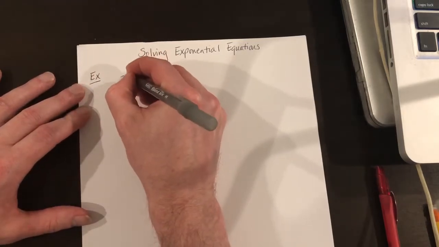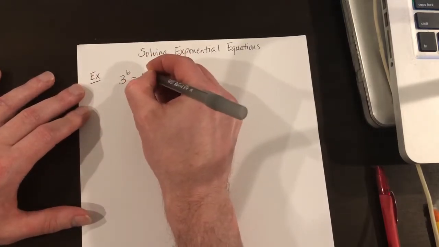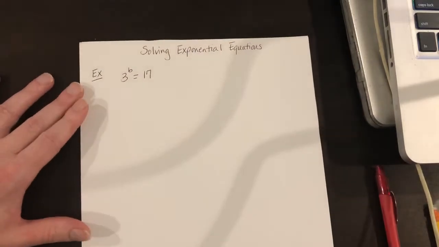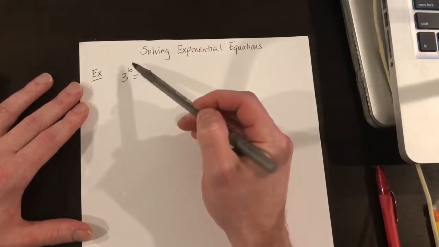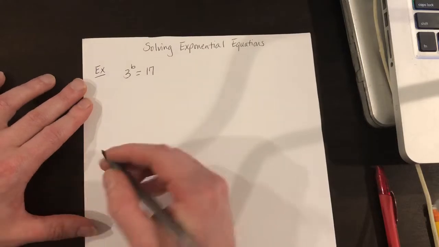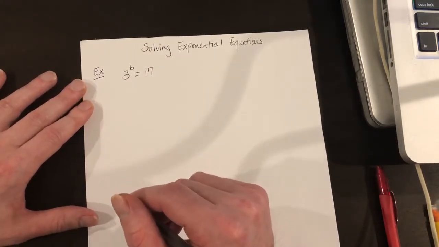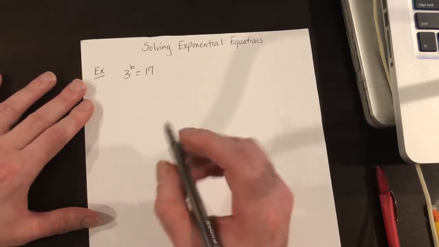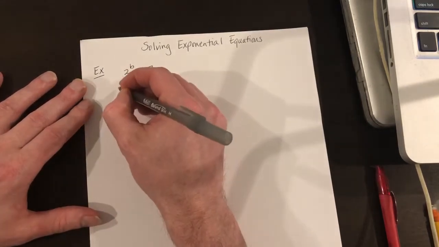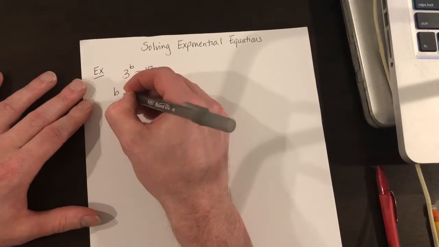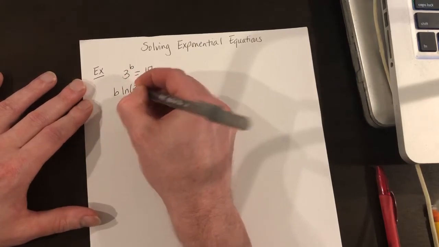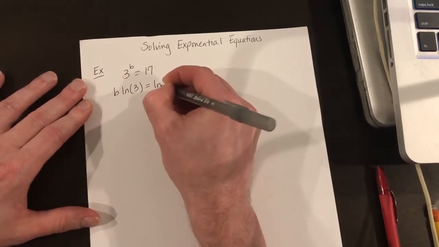3 to the b power is equal to 17. Now, when we solve for an exponent, so our variable is b, in this case, we have to natural log both sides. Some books you might see them do log to both sides. It's the same thing. Okay, I'm going to use natural log. So when we natural log both sides, we're going to put the b in front. We're going to natural log the 3 is equal to natural log of 17.